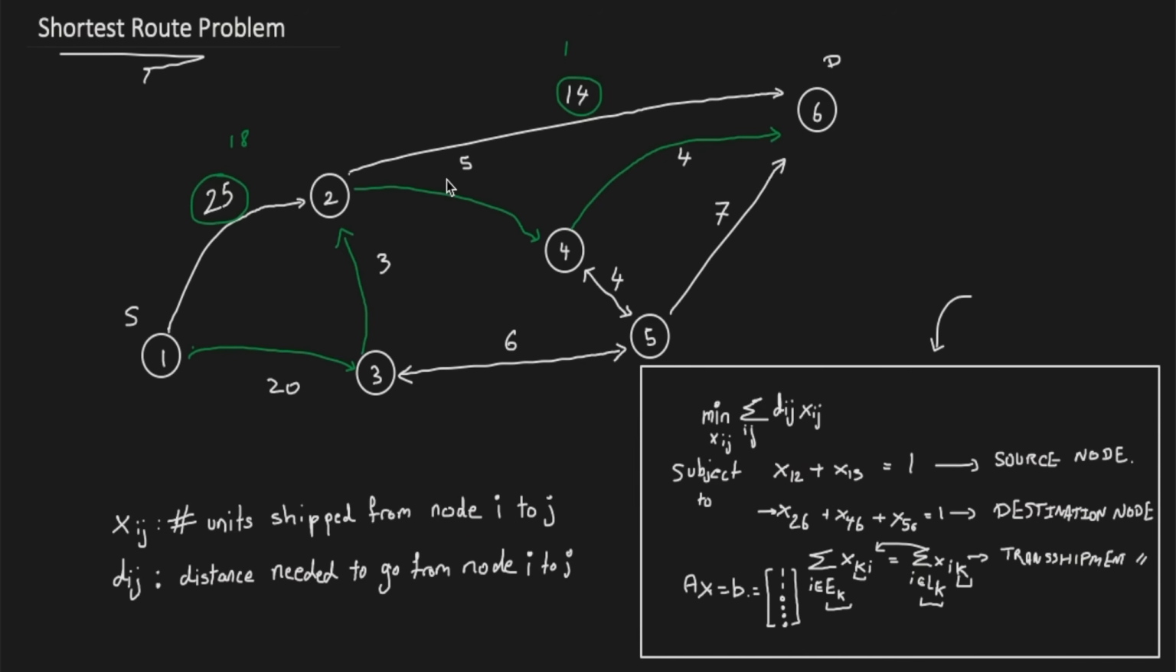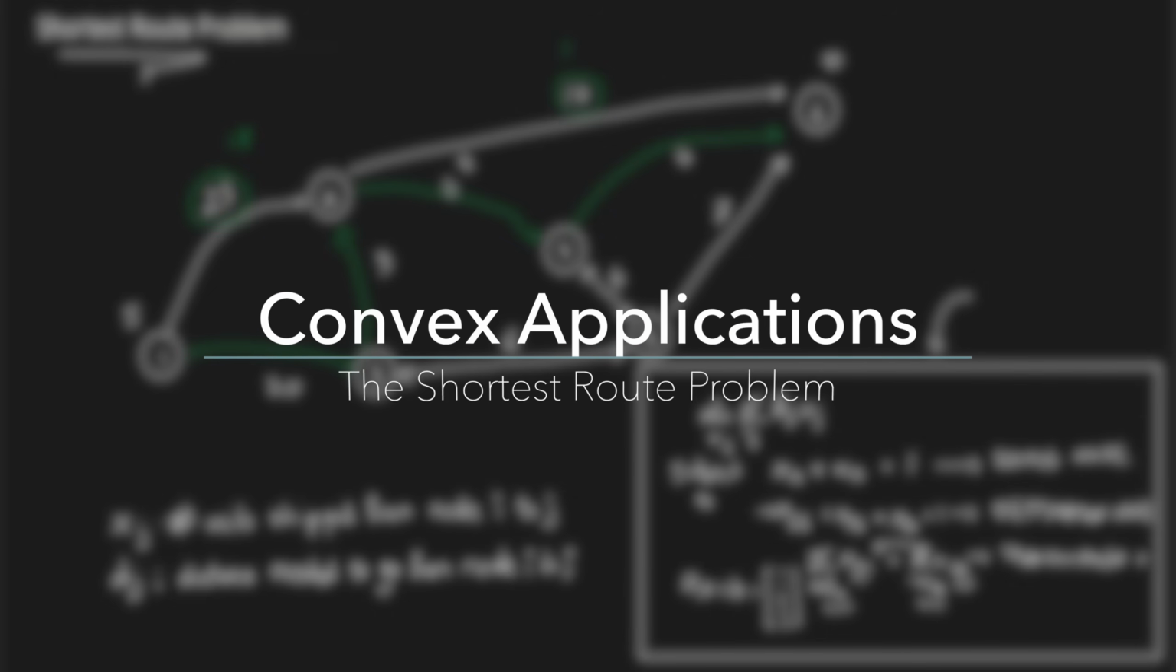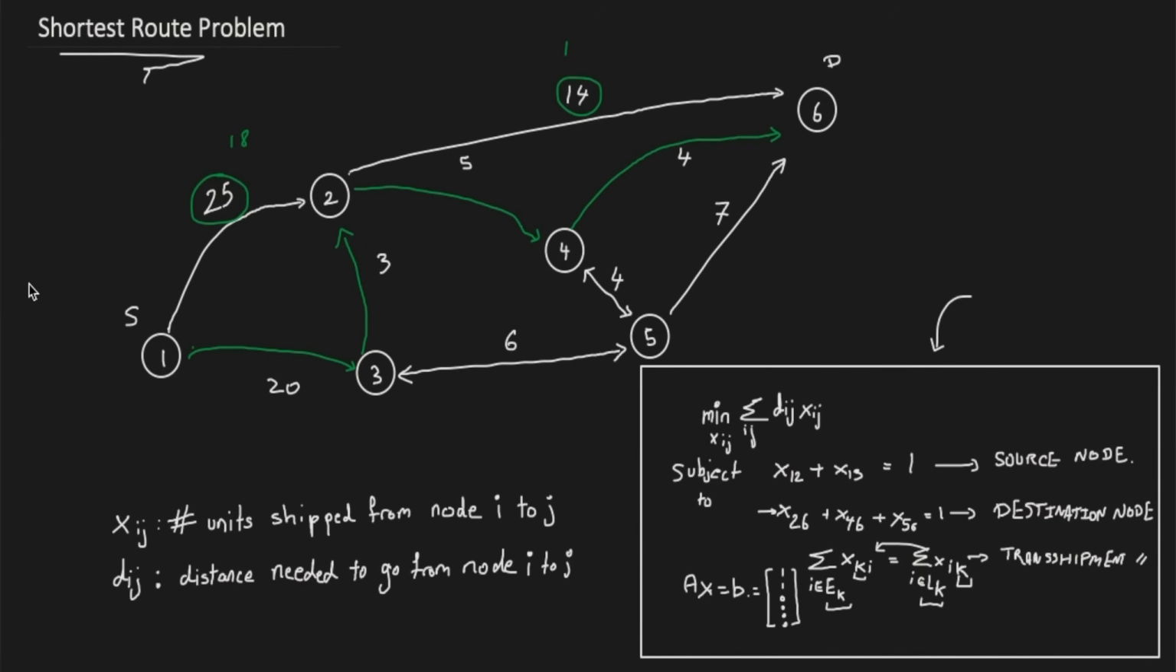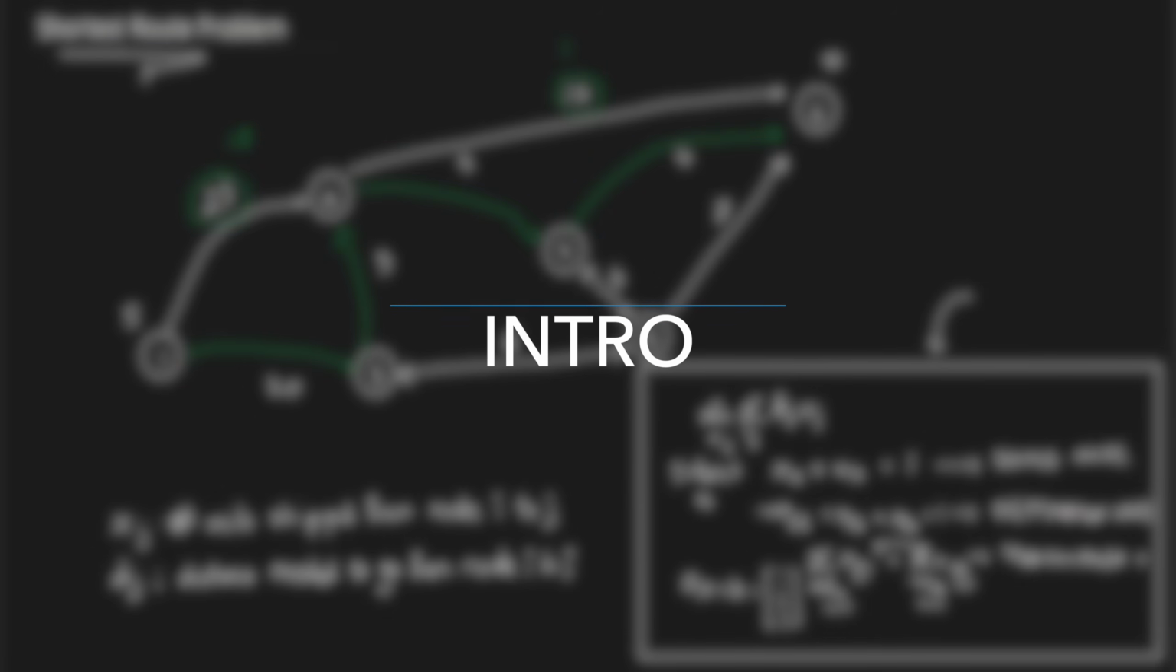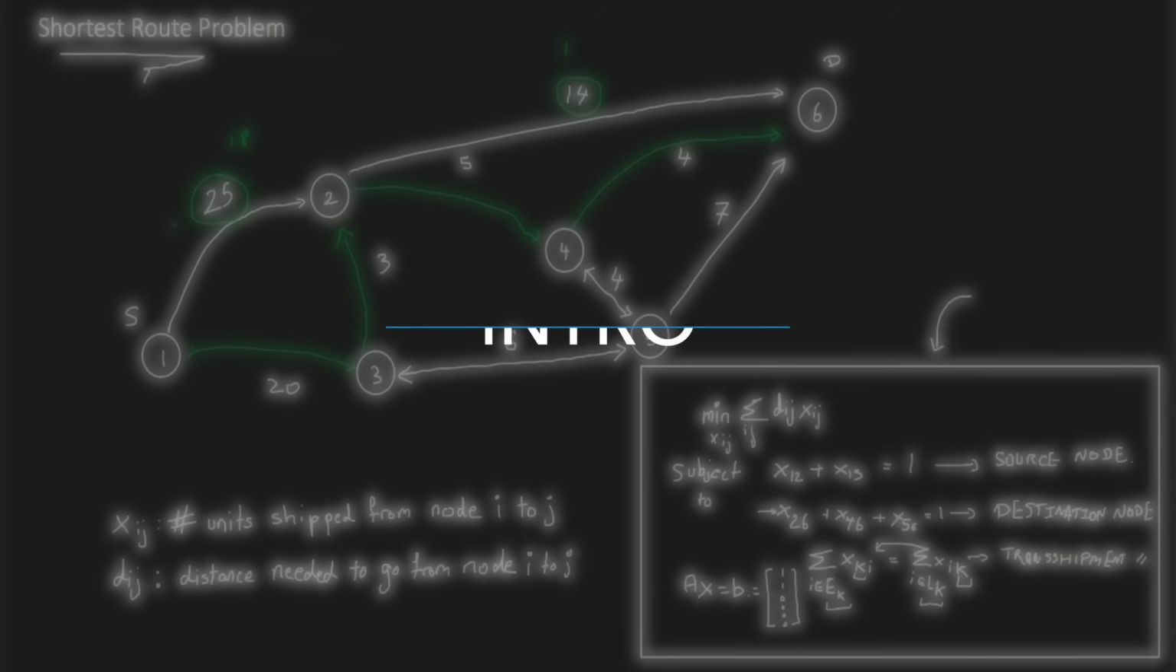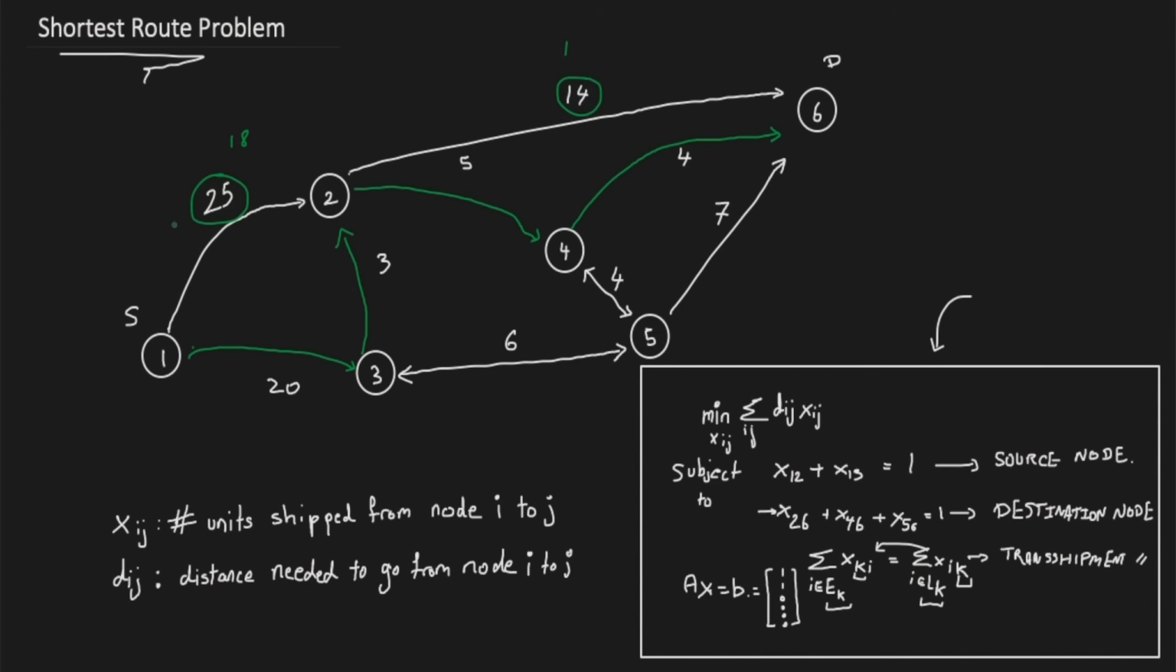So welcome to another lecture on convex optimization applications. In this one, we're going to talk about a very interesting problem that is known as the shortest route, or also the shortest path problem. It's a very popular problem in graph theory and finds many applications, for example, in road networks.